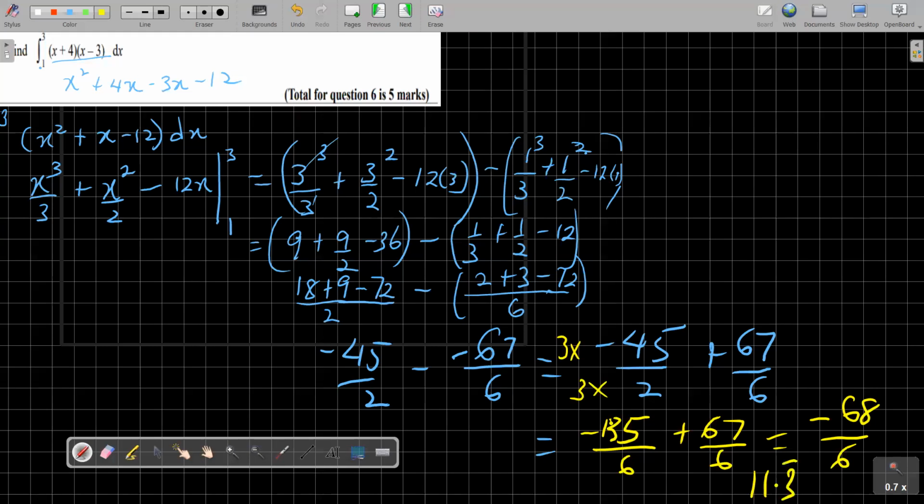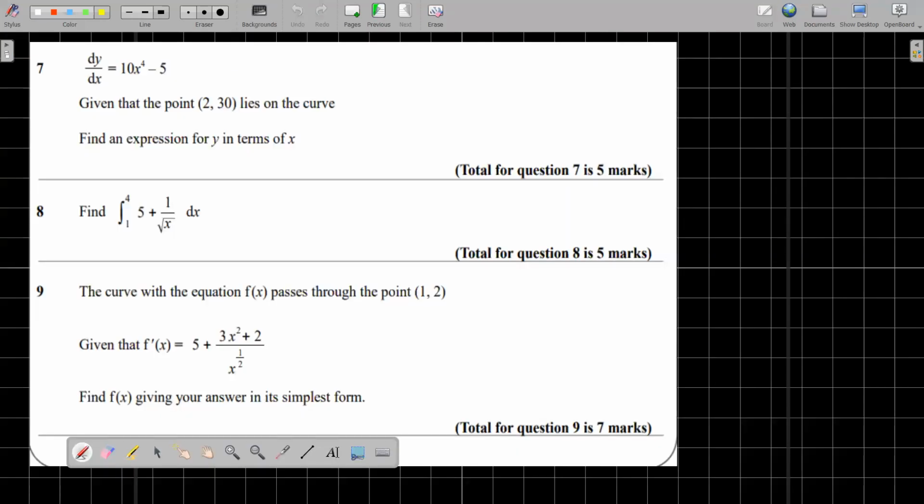So now, at this point, I would want you to try these questions and post your answers in the comment section. Once you have the answers for question number 7, you post it in the comment section. If you have any problems, you can ask questions in the comment section and I'll be there to reply to your answers.